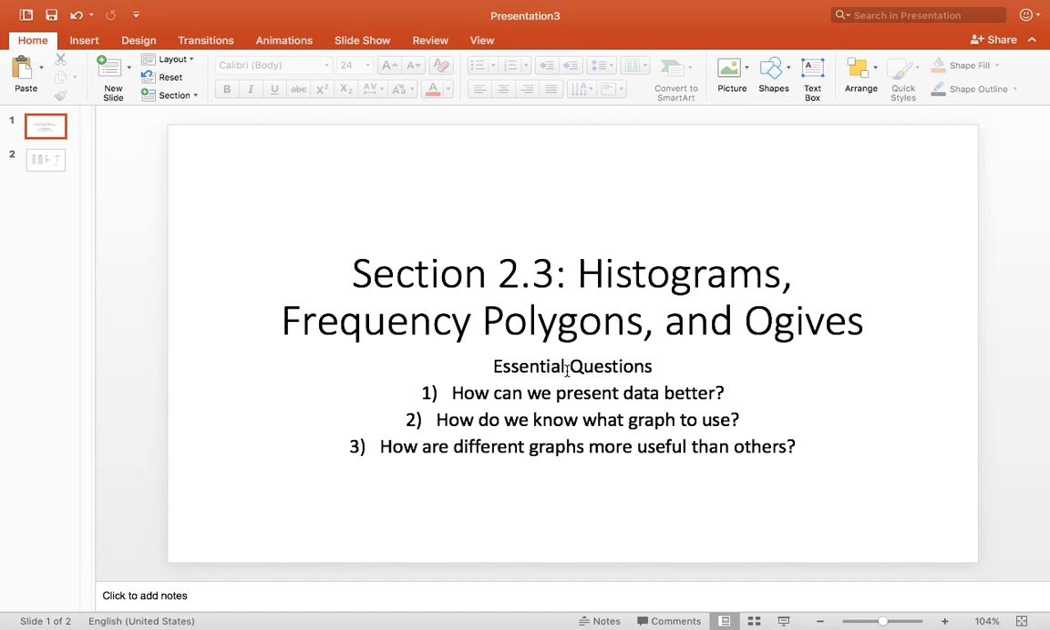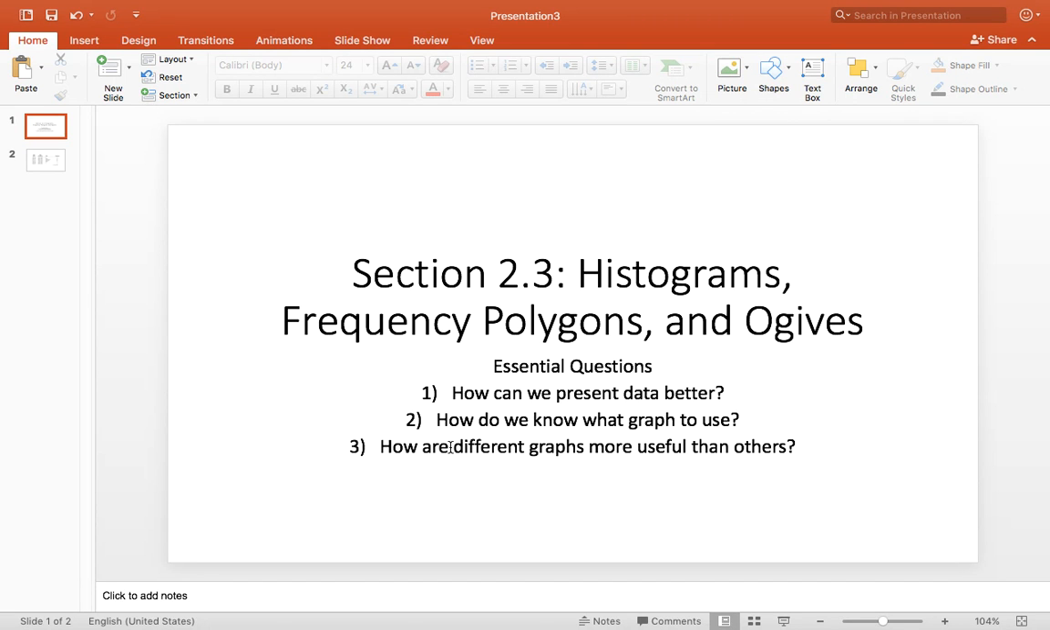Remember, the essential question, something we need to be focusing on throughout the entire section and unit, is: how can we present data better? How do we know what graph to use? And how are different graphs more useful than others?